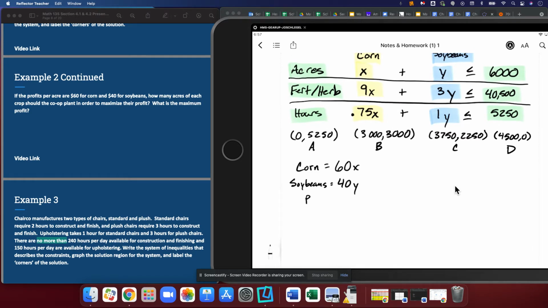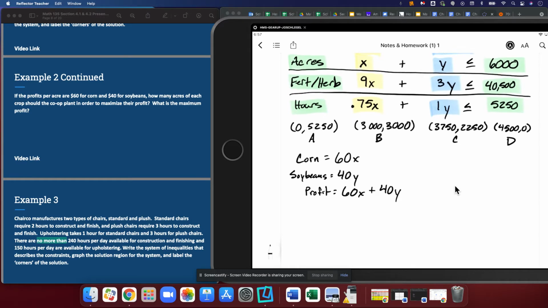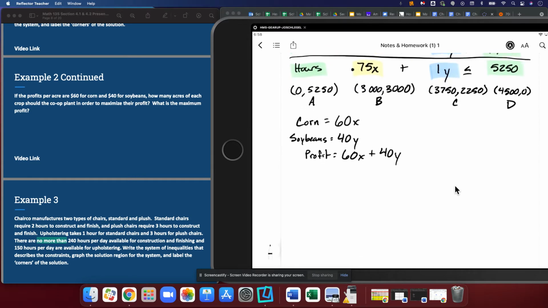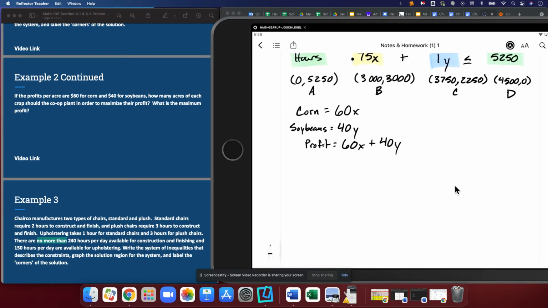So a total profit function would be equal to 60 times the number of acres of corn plus 40 times the number of acres of soybeans. And so as I mentioned, everyone, very simply, what we are going to be doing now is taking each one of these values, putting it into that profit function, and testing it. So I'll write these down on my iPad here, and then we'll put them into Wolfram.